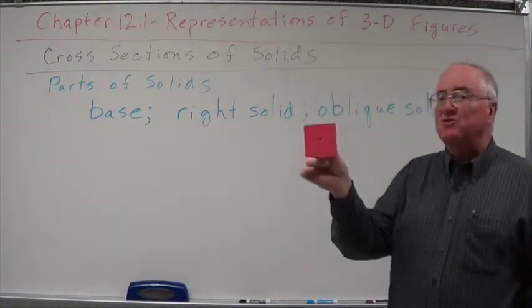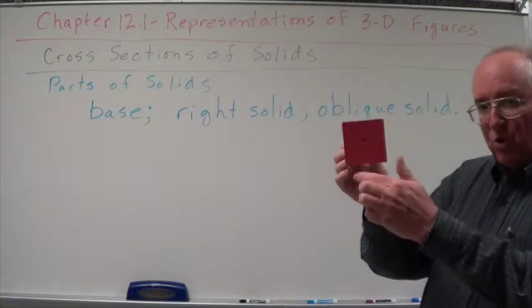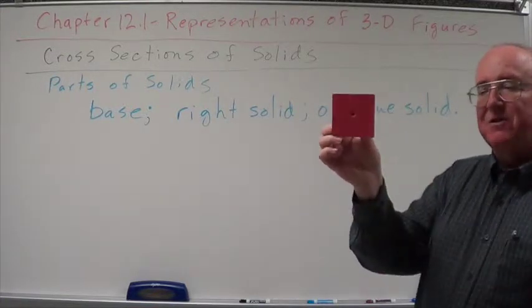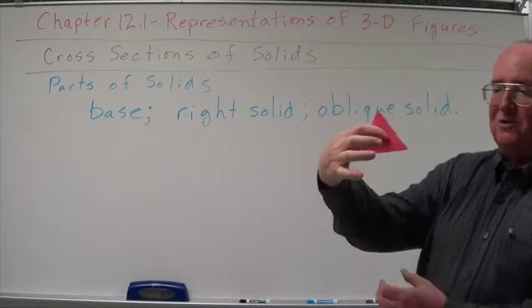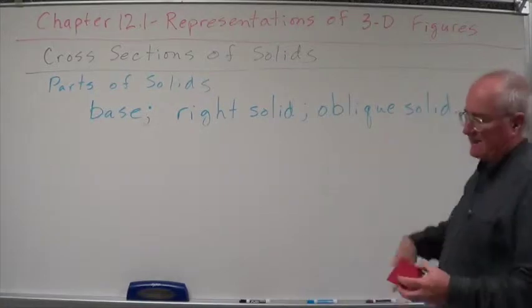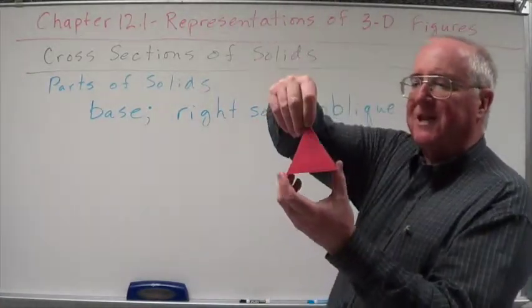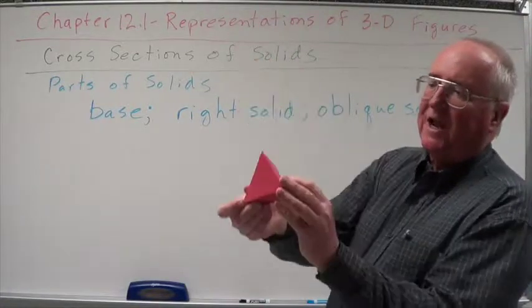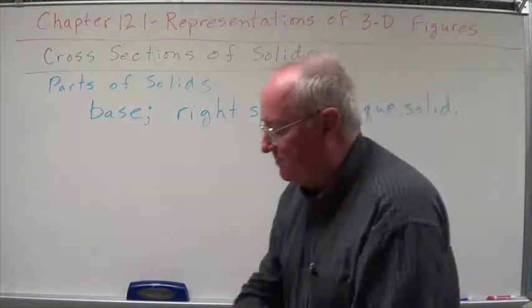How many sides does a square pyramid have? 4, because there are 4 sides on the base. Therefore, it will have 4 triangles. Now, let's talk about a right solid and an oblique solid. This is a right solid. Why? Because a line directly through the vertex to the base is perpendicular to the base.